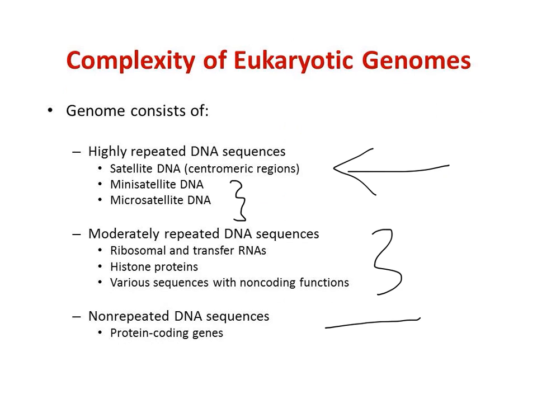And then obviously there's a small portion that we know is non-repeated DNA sequences, and these are the portion that are actually protein coding genes. So there's a very small portion of actual protein coding genes with a high amount of repeated DNA sequences throughout the eukaryotic genomes.